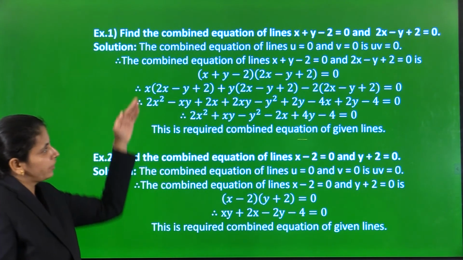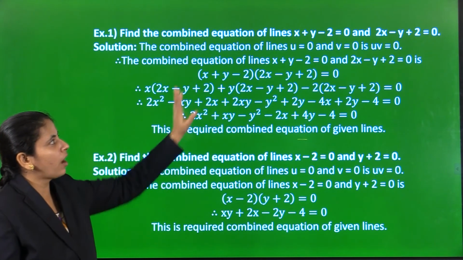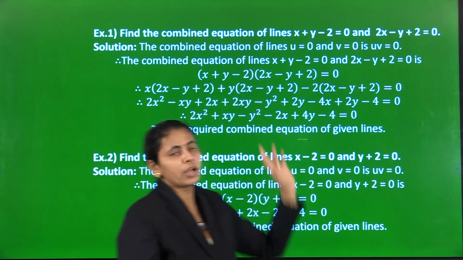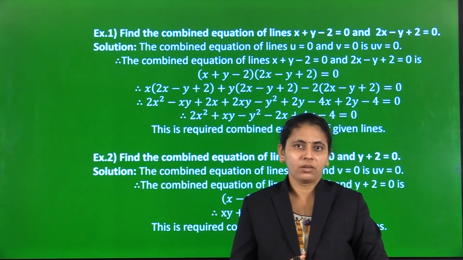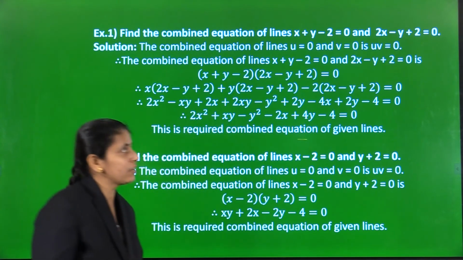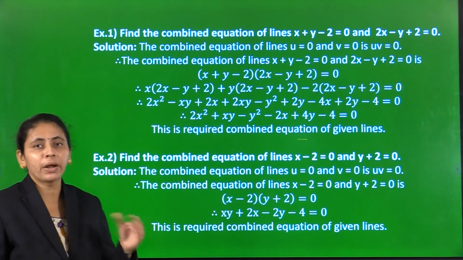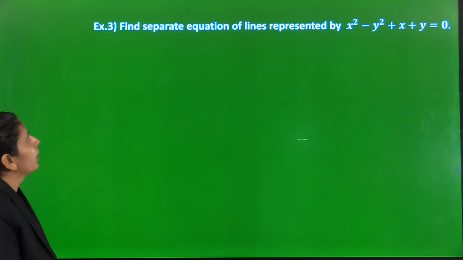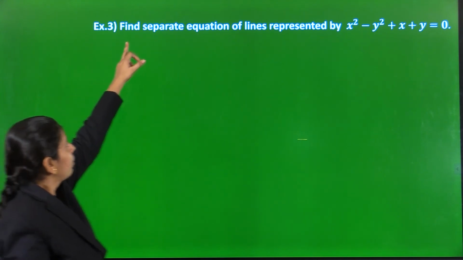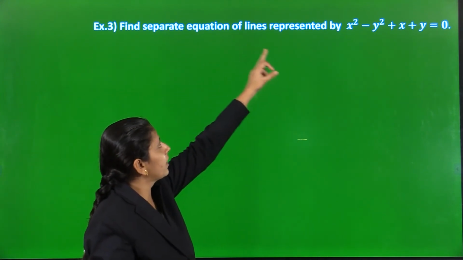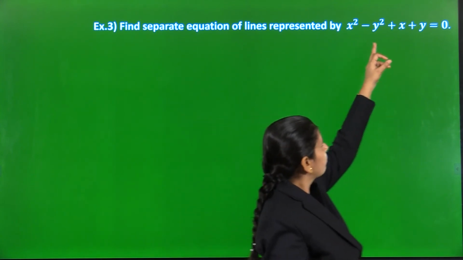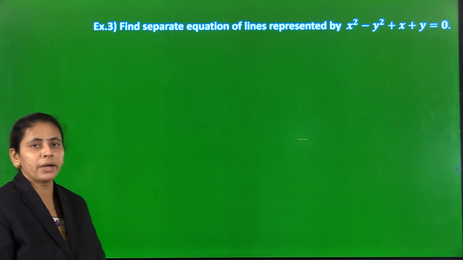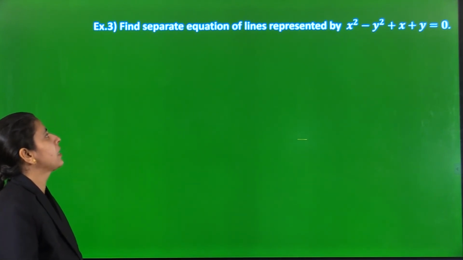So in these two examples we have studied how to find the combined equation, or joint equation, if we have given two equations of the lines. In the next example we will see, if we have given a combined equation, then how to find the separate equations. See the next example: find the separate equations of the lines represented by x square minus y square plus x plus y equal to 0. Here we have given a combined equation of two lines and we have to find the separate equations.